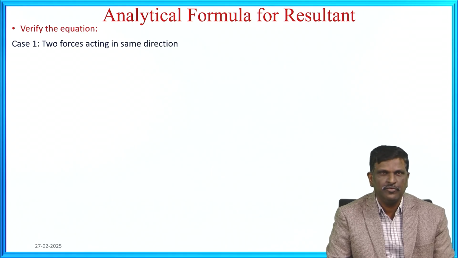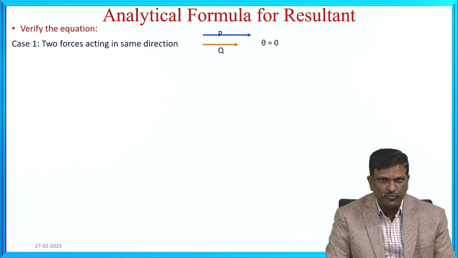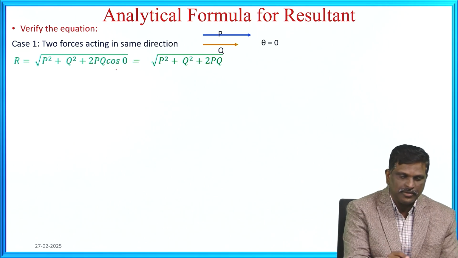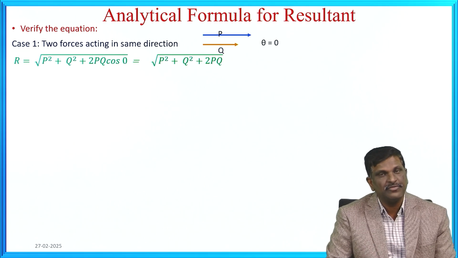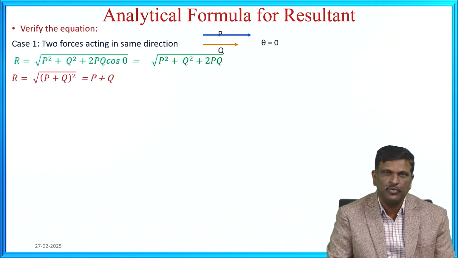Case 1. When two forces P and Q are acting in the same direction, the angle between the two forces is 0, theta equal to 0. Write the equation. The resultant is given by under root P square plus Q square plus 2PQ cos theta. Here cos 0 is equal to 1. The expression leads to under root P square plus Q square plus 2PQ. It is in the form of A square plus B square plus 2AB, which is nothing but A plus B whole square. So R is equal to under root of P plus Q whole square, which is nothing but P plus Q.